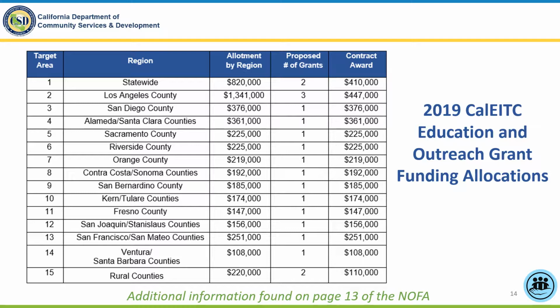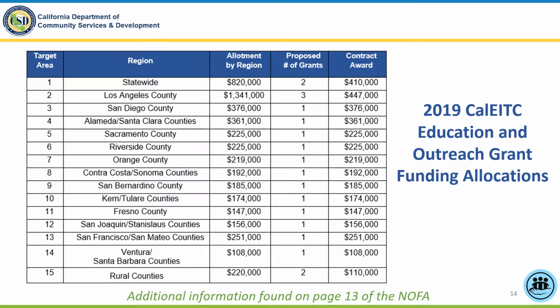Let's move on now to the 2019 CalEITC Education and Outreach Grant Funding allocations. A total of $5 million is available to specifically support CalEITC education and outreach activities. Funds will be awarded to grantees serving low-income individuals and families across the state. Funding allocations are based on 15 target areas, which are described in the following slides. An applicant may apply for more than one target area. Applicants must submit a separate application for each target area to be considered for funding and are expected to report separate outcomes for each target area awarded.